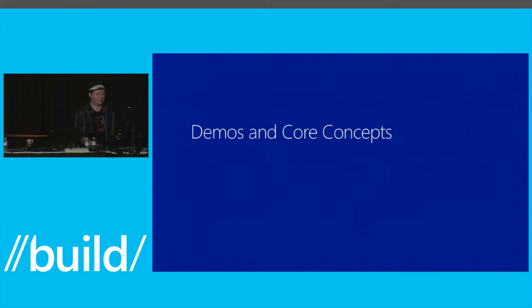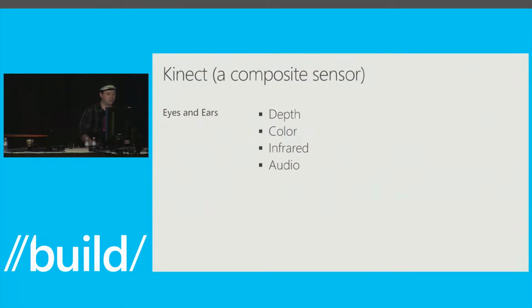All right, so demos and core concepts. As mentioned at the beginning, the Kinect is a composite sensor. Initially, we're going to talk through what we think of as the eyes and ears. Think about this as measurements we're taking about the real world that are effectively coming off the sensor. The four of them are depth, color, infrared, and audio. And we'll talk through most of these in a lot more detail in a moment.